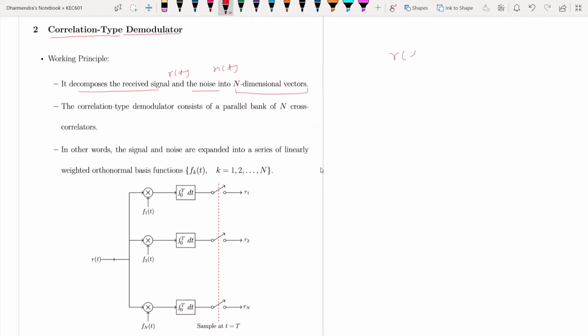Because your received signal is s_m(t) plus n(t), where capital N is the dimension of the waveform s_m(t). The correlation type demodulator consists of a parallel bank of N cross correlators.